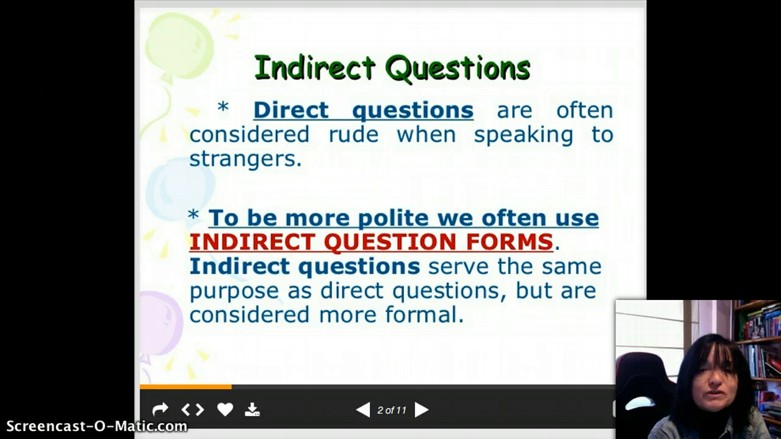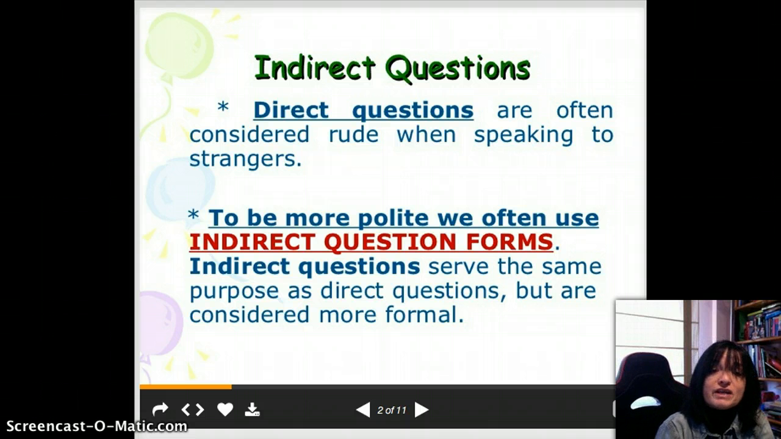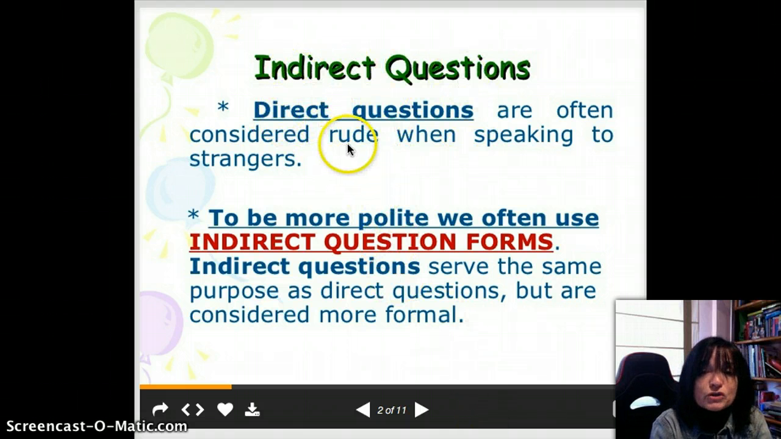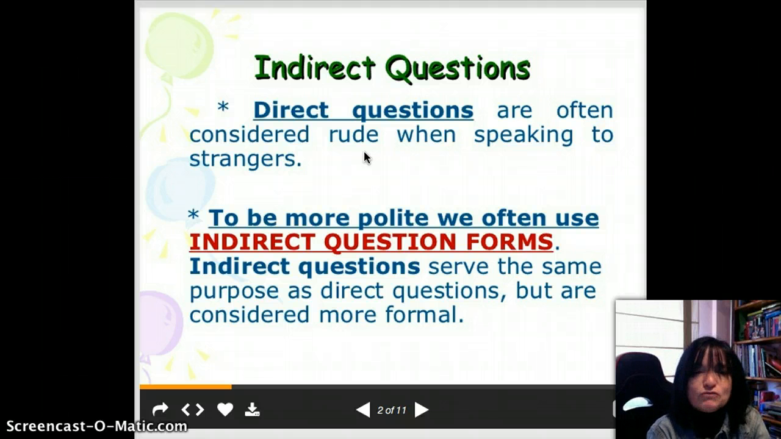Just to explain one of the grammar points in your book, the use of indirect questions. As you know, in English there are direct questions, as you can see here, which are often considered rude when speaking to strangers, quite straightforward. For example, where's the station?